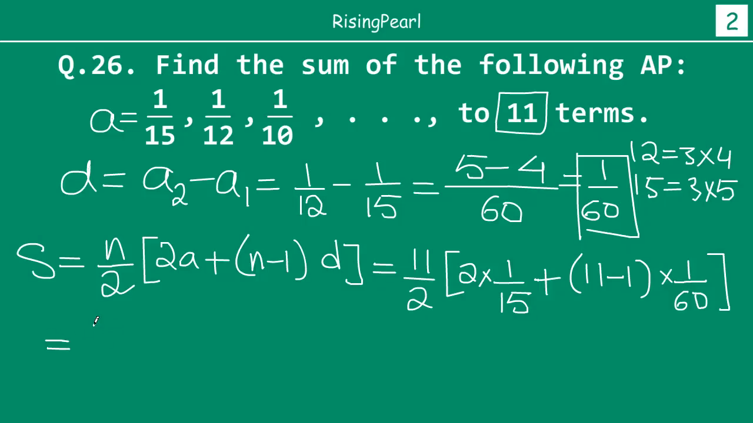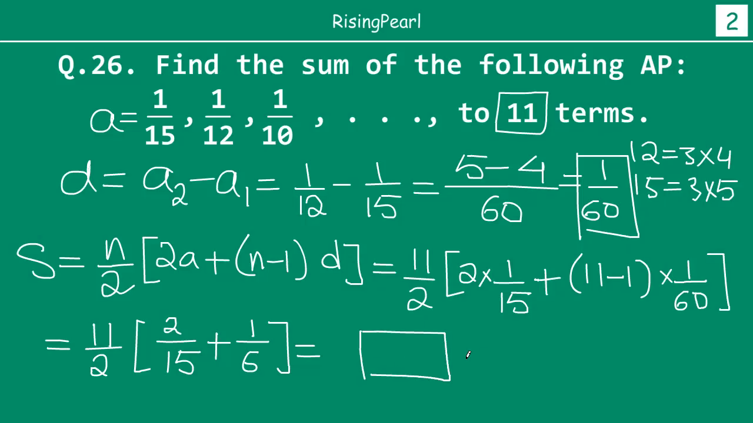So it will be 11 by 2 times 2 by 15 plus 11 minus 1, which is 10, times 1 by 60, which is 10 by 60, which is 1 by 6. If you can just solve this, you will get the answer. I know that all of you are much smarter and you can easily find the value. Once you find the value, that will be the sum of the first 11 terms of this series. Let's take a look at some more questions.